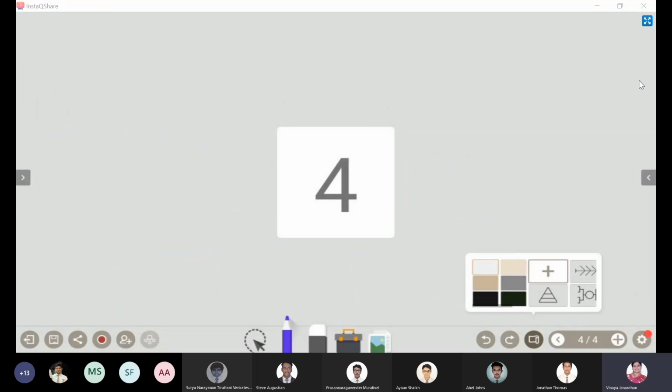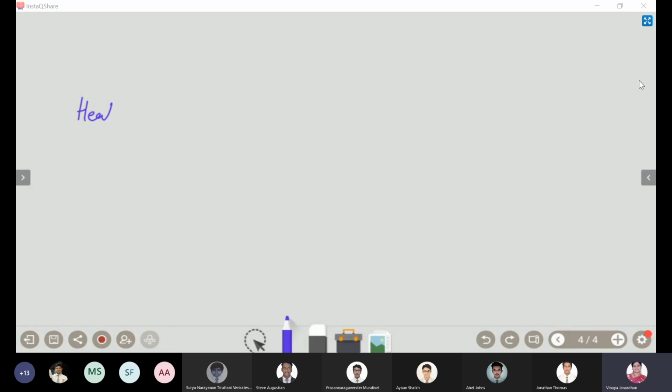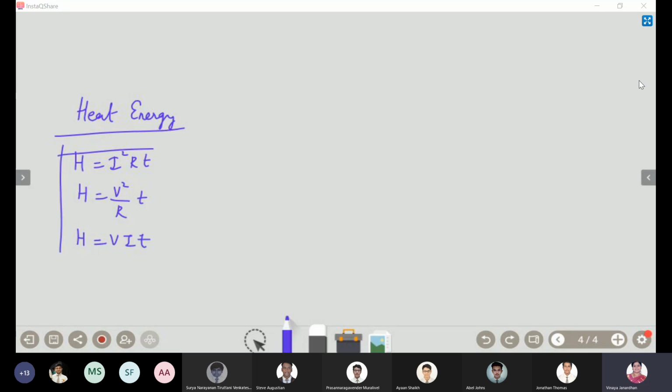Right, boys. The next one, numericals on heat energy. What are the formulas you have? H is equal to I squared RT. H is equal to V squared by R into T. You have to select the formula depending on whether it is a series connection or a parallel connection.